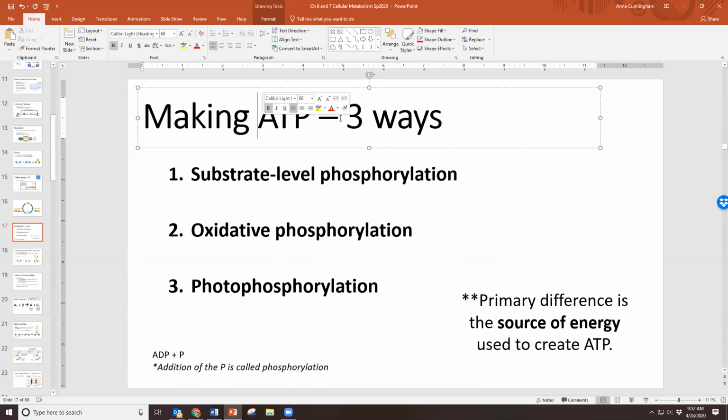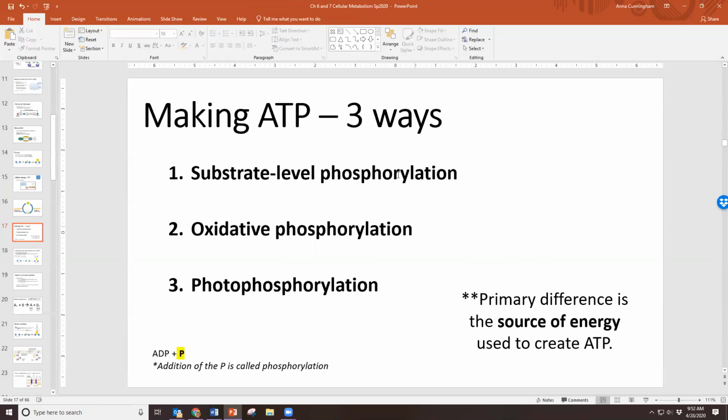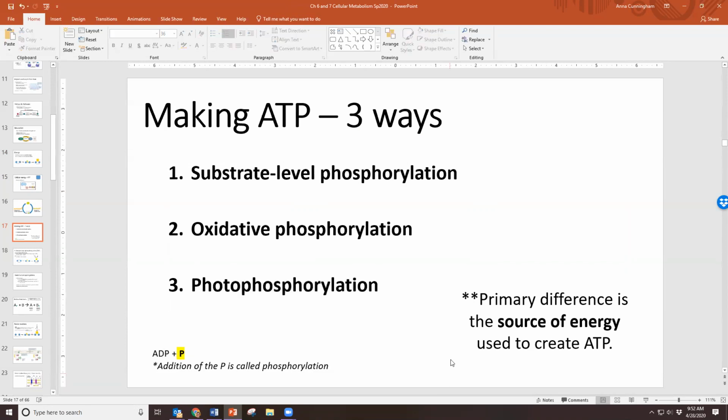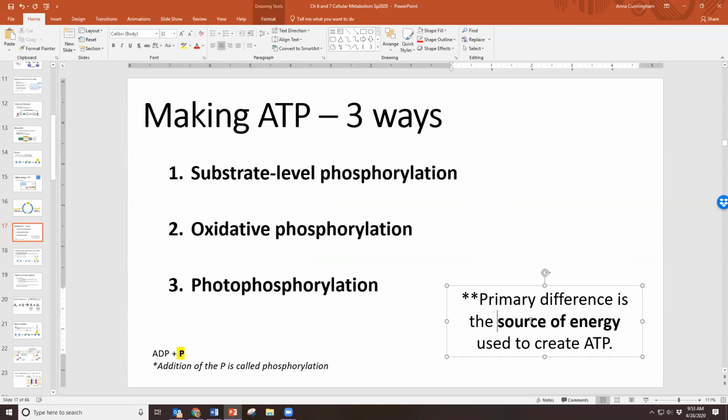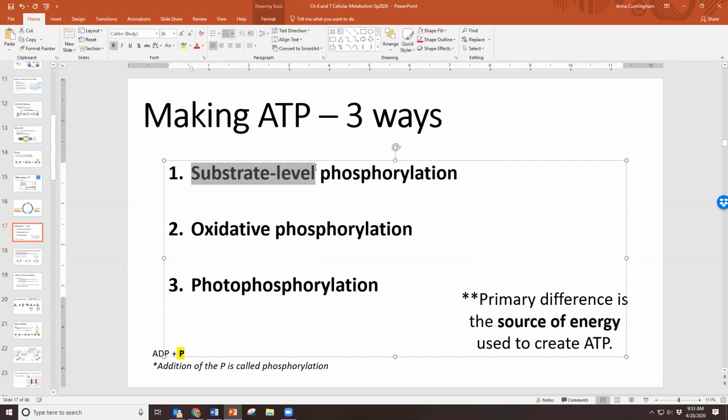So in this case, because we're making ATP, we're adding a phosphate, so we're phosphorylating ADP. So that kind of gives you the terminology here. You'll notice that every single one of these is called some sort of phosphorylation. That's because every single one of these pathways is going to be adding a phosphate to ADP to create ATP. So the big thing that differentiates these pathways is where we are getting the energy to form that bond. You'll notice that it tells you exactly where that energy is coming from.